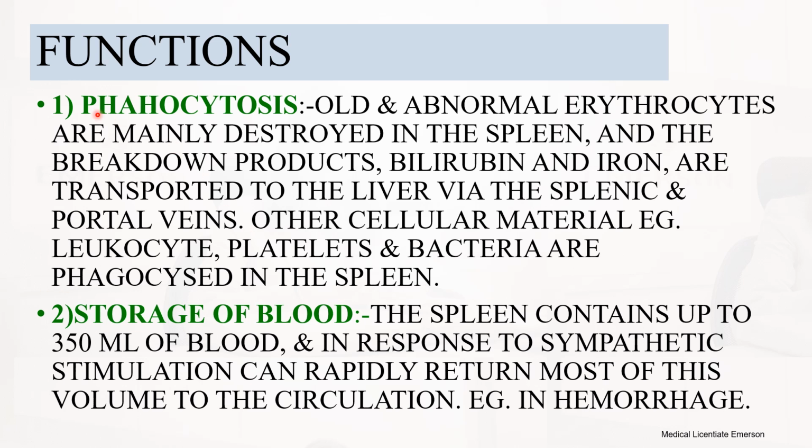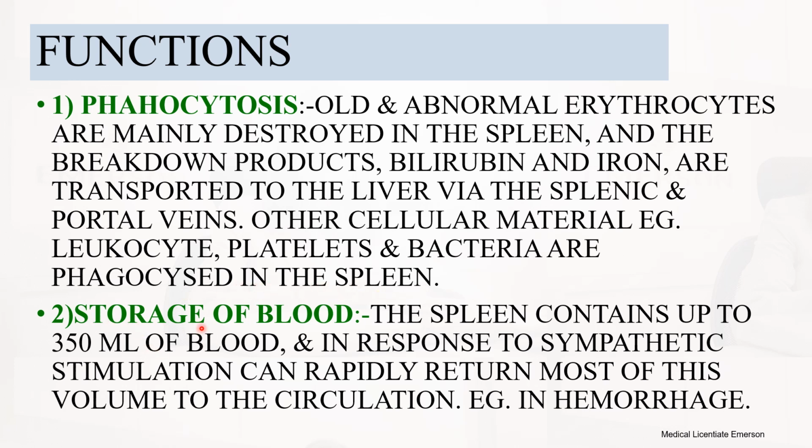Then functions of the spleen. Number one is phagocytosis, whereby odd and abnormal erythrocytes, red blood cells, are mainly destroyed in the spleen, and the breakdown products, bilirubin and iron, are transported to the liver via the splenic and the portal veins. Other cellular materials, for instance, leukocytes, platelets, and bacteria, are also phagocytosed in the spleen.